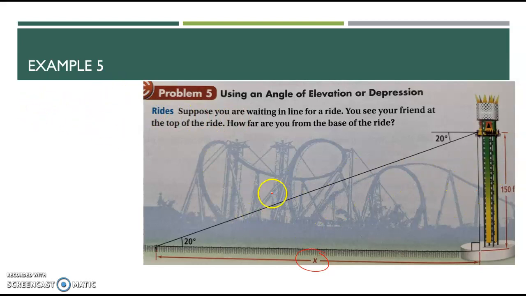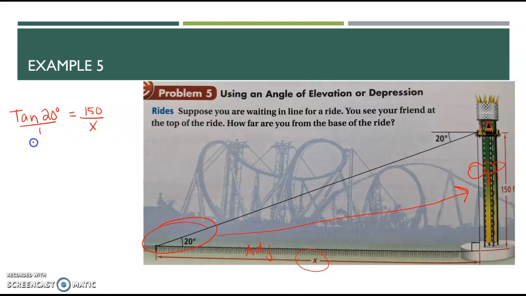I have, from my angle of 20 degrees, that 150 is my opposite side, but this x is my adjacent side. So that means we're going to have to use tangent. We've got a 20-degree angle, right? So tangent of 20 degrees equals, and then my opposite is 150, and my unknown is x. I'm really glad that this is one of our examples, because we're going to have to do some work when x is on the bottom.